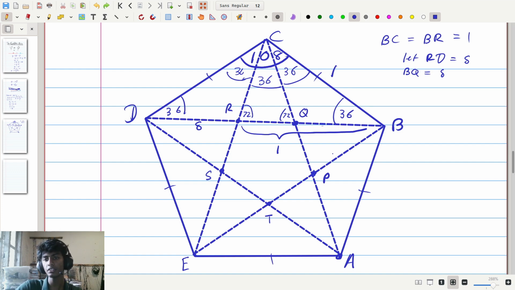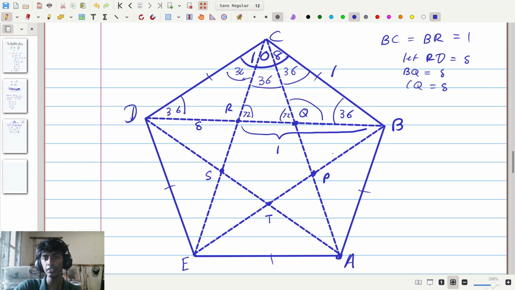Now directing your attention to BQC, in this triangle, this angle here is 36 degrees. This angle here is also 36 degrees. So therefore BQC is also an isosceles triangle. Again, if BQC is an isosceles triangle, then the corresponding side lengths must also be equal. If BQ is then equal to CQ, this means that CQ itself is also going to be a length of delta.